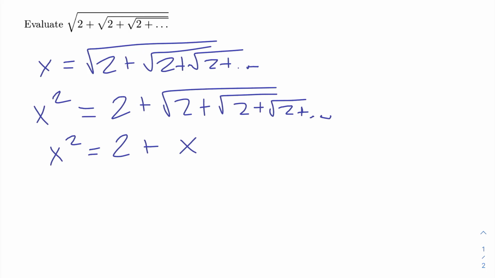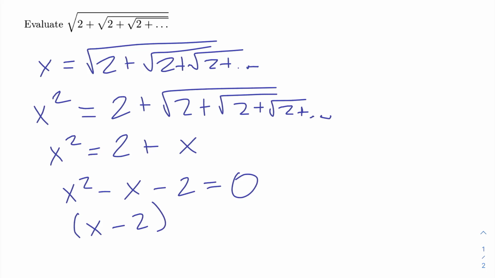If we subtract 2 and x from both sides, we get x squared minus x minus 2 is equal to 0. Remember, we want to find x, so all we have to do is solve this quadratic equation to find our answer. We get x minus 2 times x plus 1 is equal to 0, so x is equal to 2, or x is equal to negative 1.